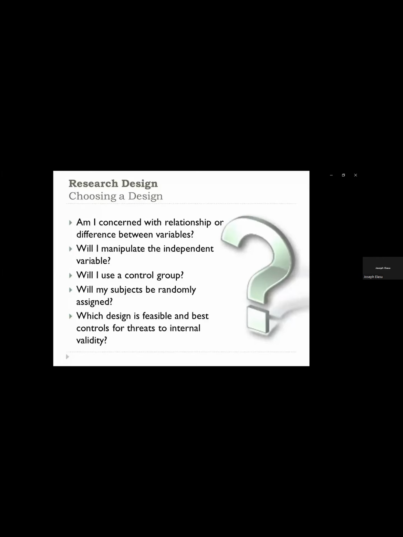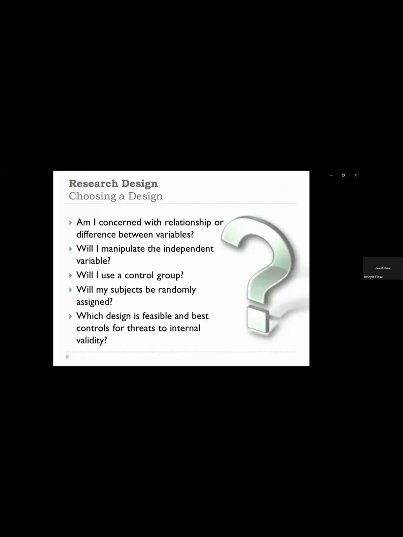You then need to ask yourself, is your design feasible? And is it the best design, the strongest design that you can do? And does it have enough controls for internal validity? I also want you to ask yourself, what other research has been done in this area? And is the design that I'm choosing warranted based on what's already been done?